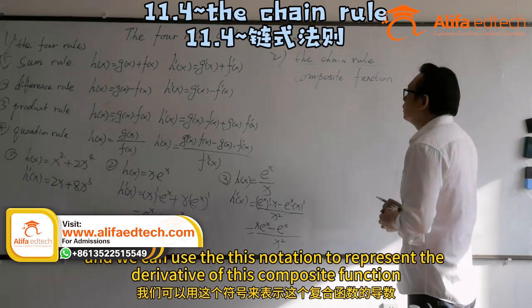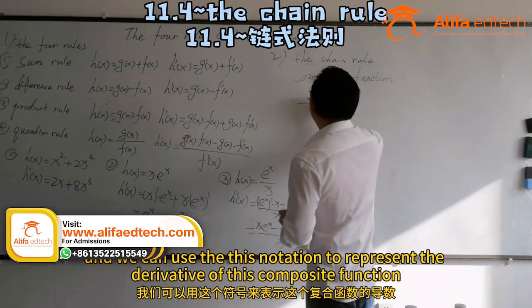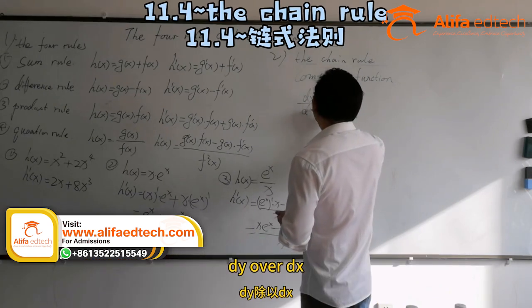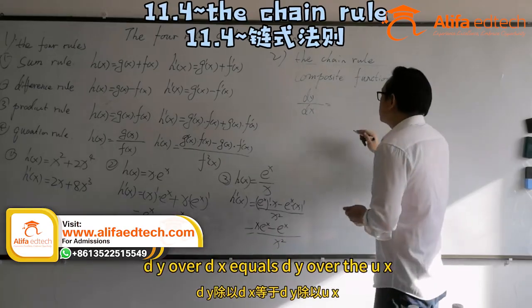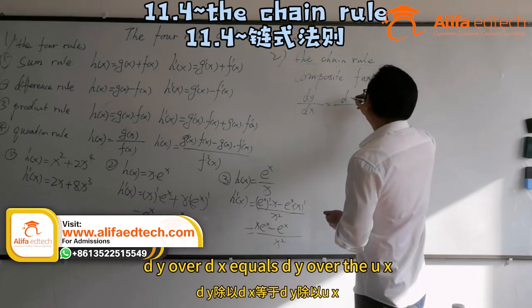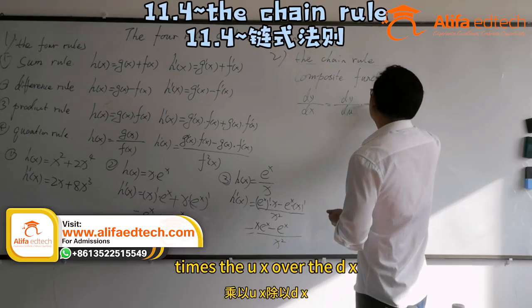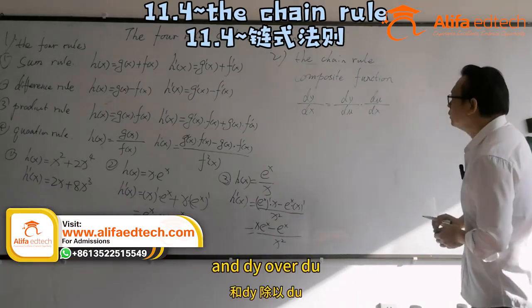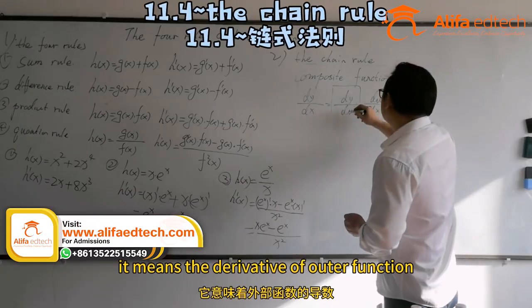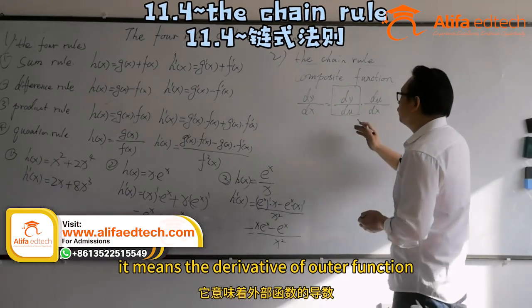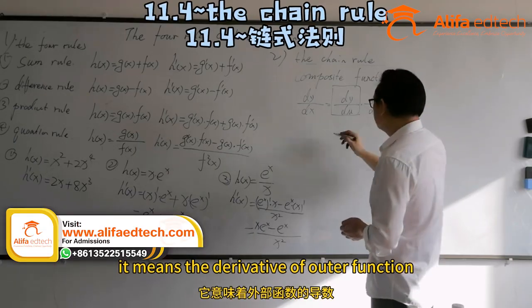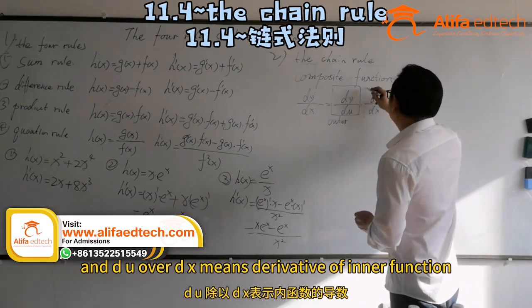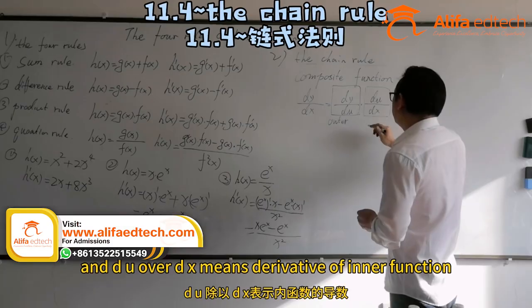And we can use this notation to represent the derivative of this composite function, dy over dx. And dy over dx equals dy over d mu times d mu over dx. And dy over d mu means the derivative of the outer function. And d mu over dx means the derivative of the inner function.